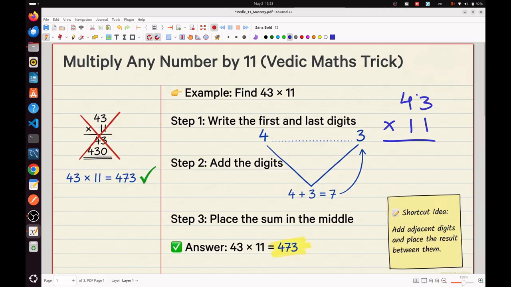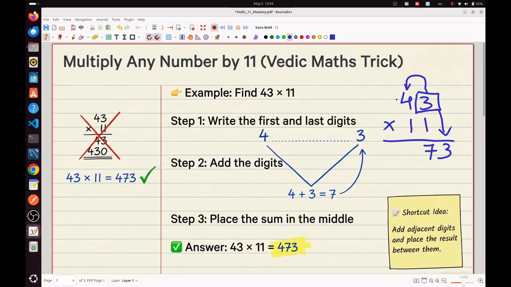First you need to note down this 3. The digit that is towards the right hand, you need to write in the answer towards the right side. Okay. Next step: whatever digit we have in the units place, we need to add with its adjacent number, that is 3 plus 4. 3 plus 4 is 7, right? 7 we need to put in the middle.